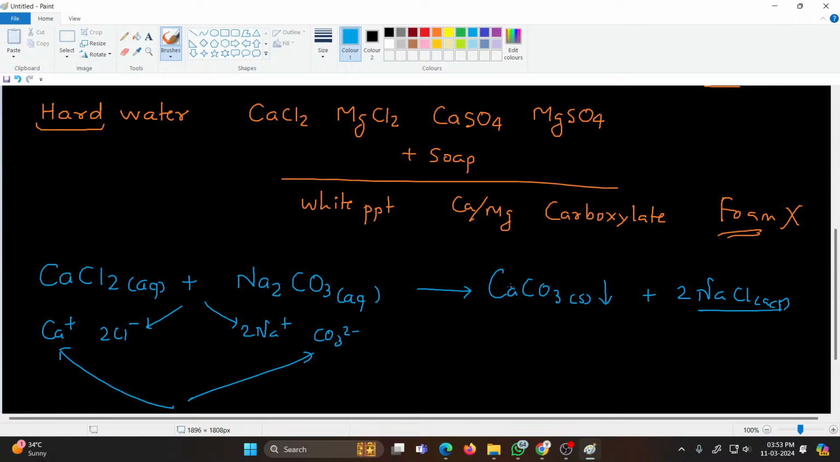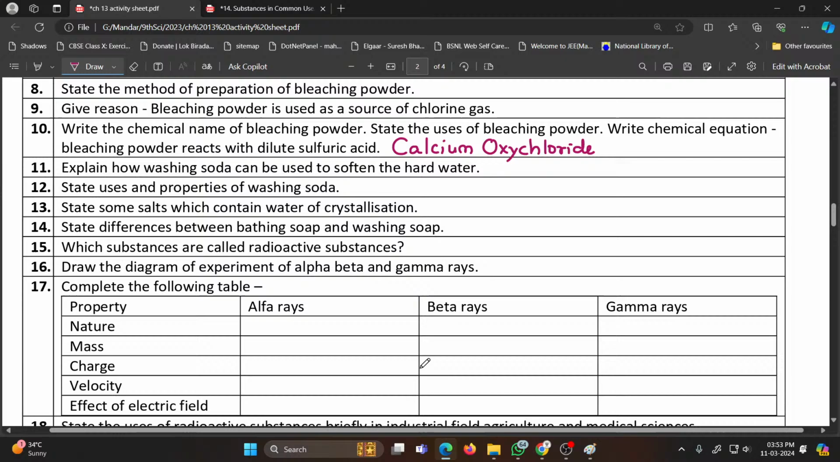Hence you can see that the calcium ions are removed from the water. Similar reactions take place with magnesium chloride, in which magnesium carbonate is produced, which is again insoluble in water. So these calcium and magnesium ions are removed by this sodium carbonate, and after the removal of Ca2+ and Mg2+ ions, water is no longer hard water, it can form foam with the soap. So this is how the washing soda can be used to soften the hard water.